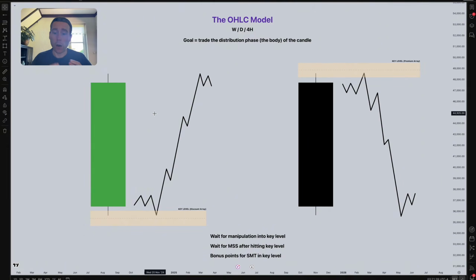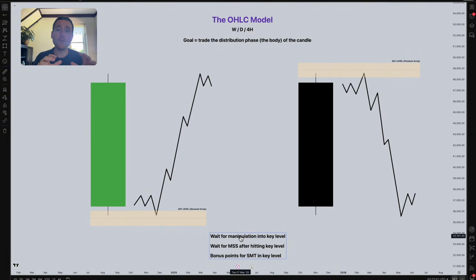And now we know how to identify the key levels, and make sure you do this as part of your weekly outlook. You know that the goal is to trade distribution phase of the candle. You know, you need to wait for manipulation to key level, for market structure shift, and ideally with SMT. Let's now answer the most important question of this video: how to anticipate if something is going to be a bullish or a bearish candle.